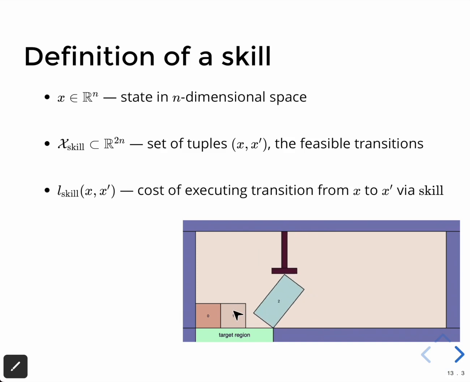Each skill will also have a cost of executing this transition using this skill. And again, in this example of flipping an object, this might be a distance traveled by the arm.